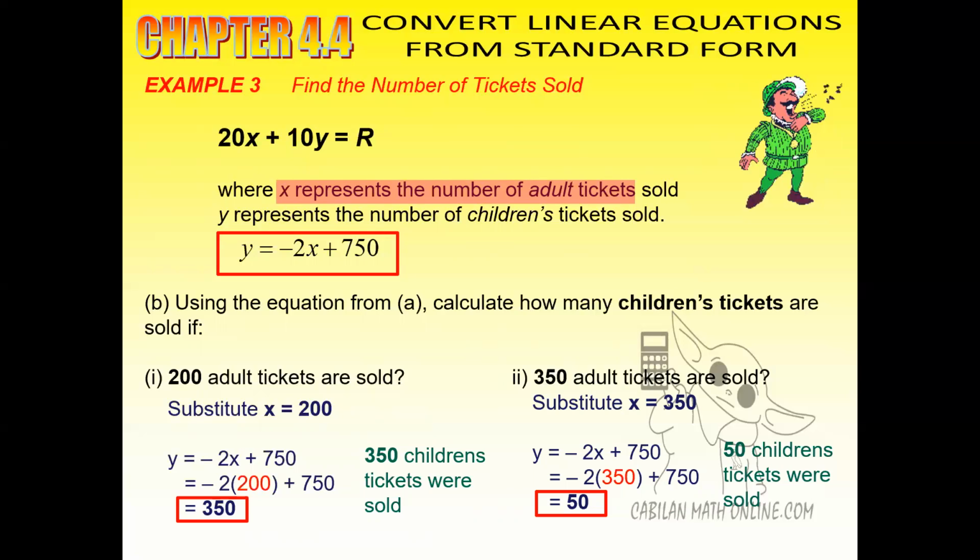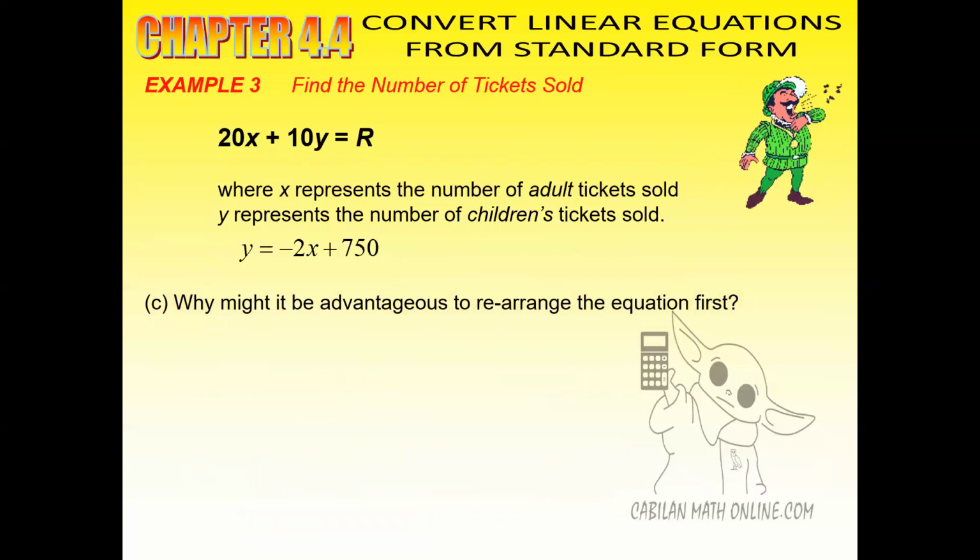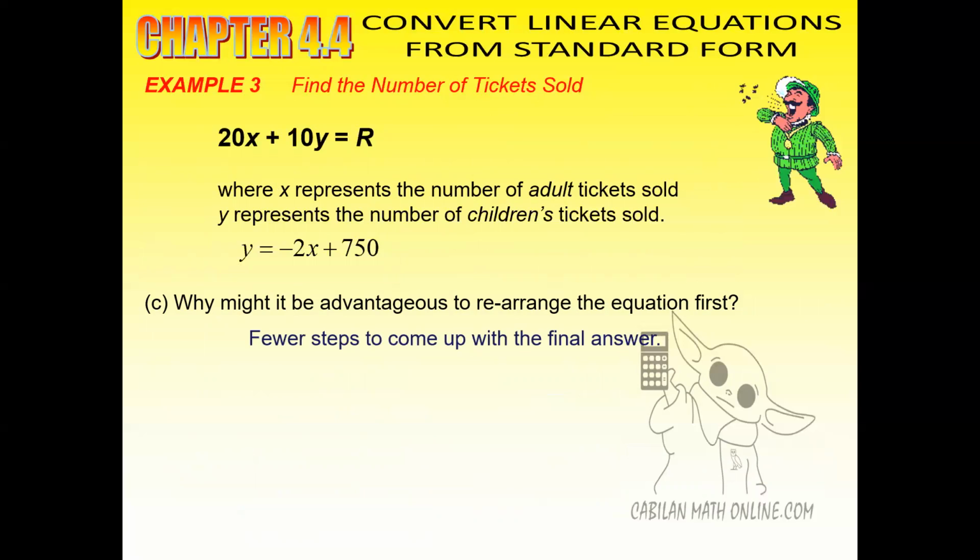All right, so for that one, you're probably asking why did we have to rearrange the equation first? The only reason is that by rearranging the equation, all we had to do was substitute the value in for the variable, and we were able to get the final answer in one step.